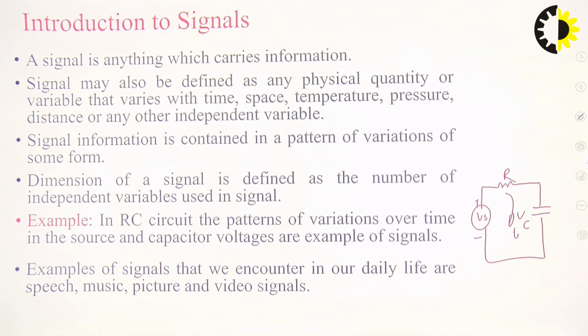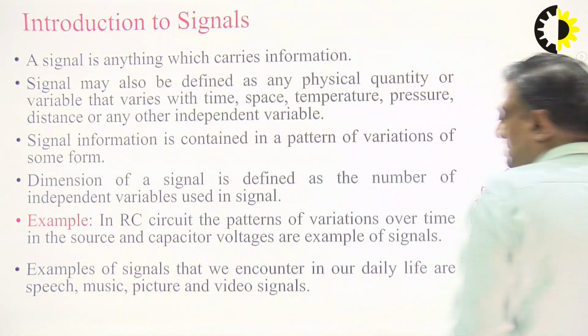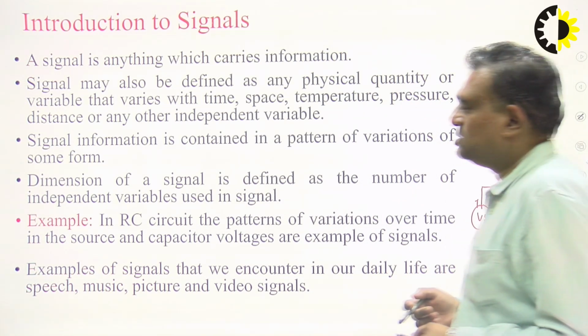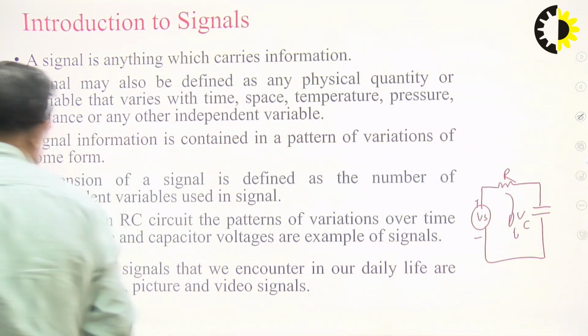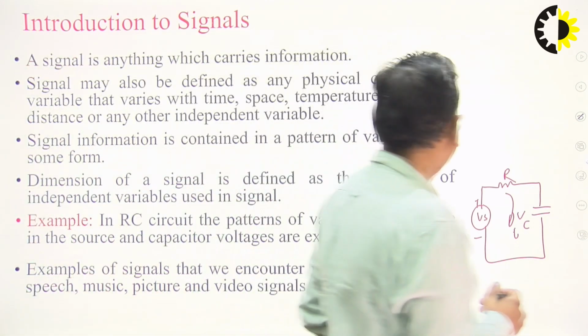Okay. So examples of signals that we encounter in our daily life are basically speech, music, picture, and video signals. Like speech and music are examples of one-dimensional signals. A picture is an example of a two-dimensional signal, and video is an example of a three-dimensional signal.